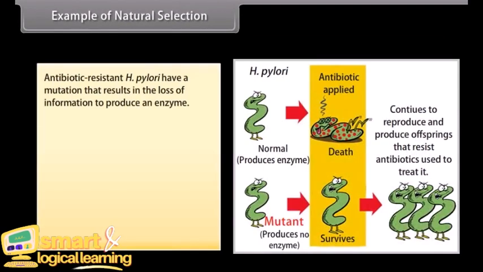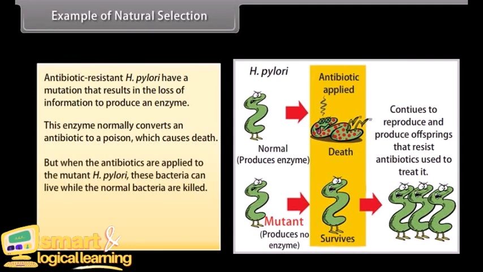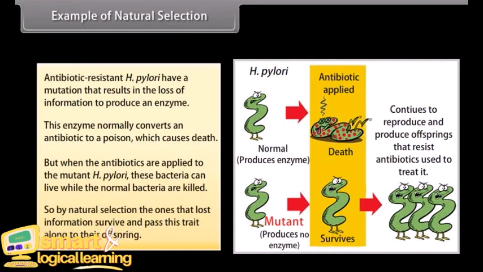Example of natural selection. Antibiotic-resistant H. pylori have a mutation that results in the loss of information to produce an enzyme. This enzyme normally converts an antibiotic to a poison, which causes death. But when the antibiotics are applied to the mutant H. pylori, these bacteria can live while the normal bacteria are killed. So, by natural selection, the one that lost information survives and passes this trait along to its offspring.